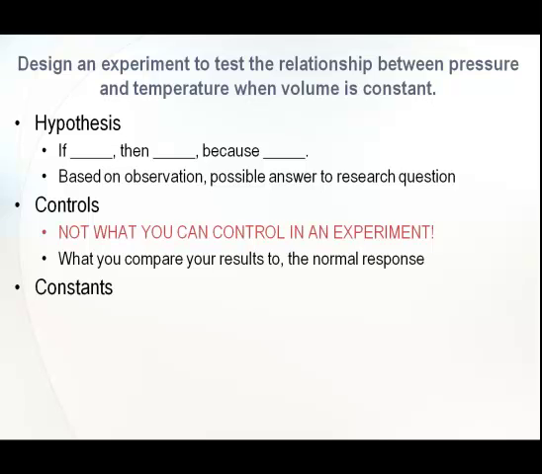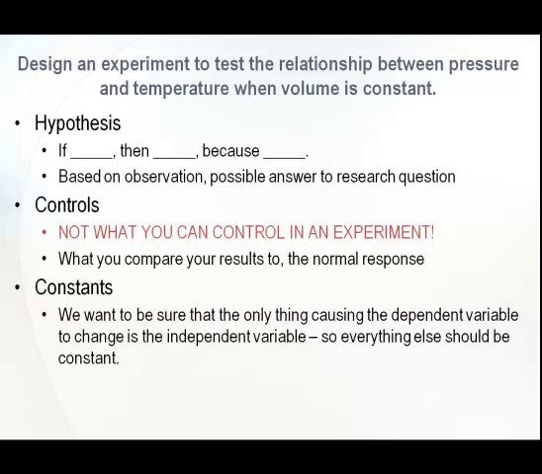Next are constants. So I want to be sure that the only thing causing my dependent variable, my growth rate, to change is my independent variable, the color of the light. So to make sure that the growth rate depends only on the color of light, I want everything else to be constant. That means that I want the same plant, the same amount of light, the same amount of water, the same soil. All of these things need to be kept constant.